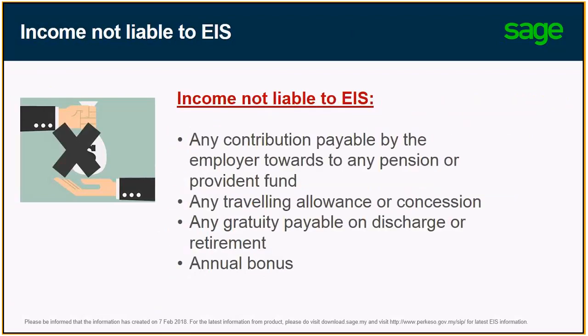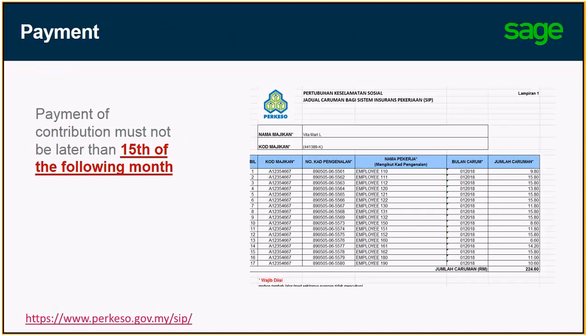Yeah, take note of the income not liable to EIS. This would include any contribution payable by the employer towards any pension or provident fund, any traveling allowance or concession, any gratuity payable on discharge or retirement, and annual bonus. So this is all not liable to EIS.